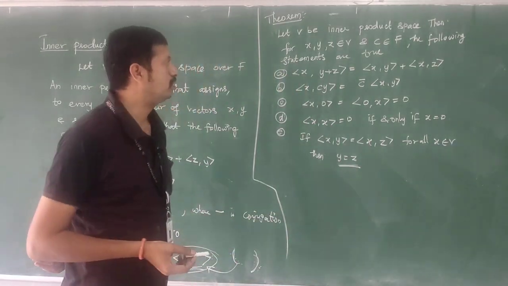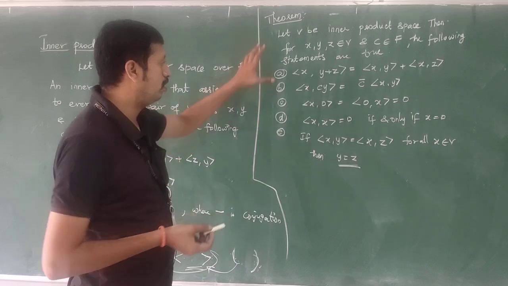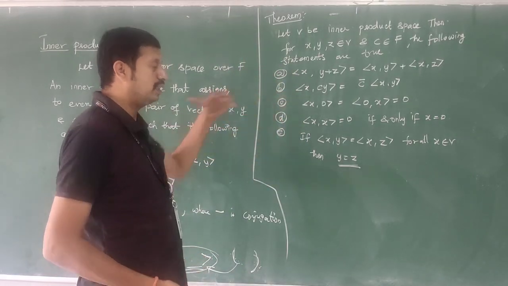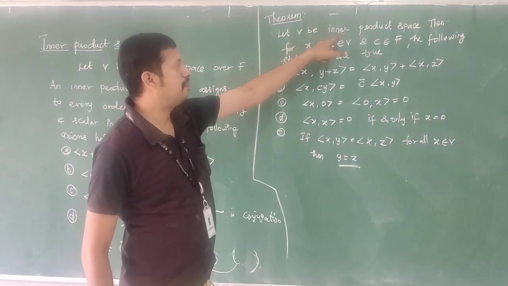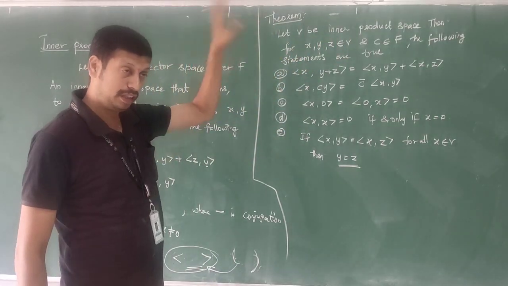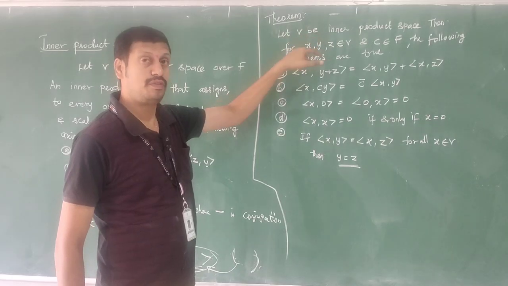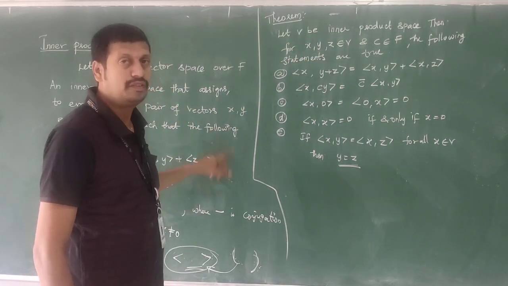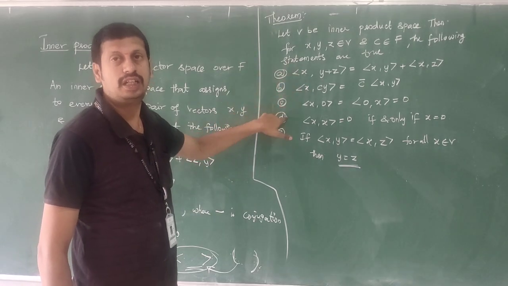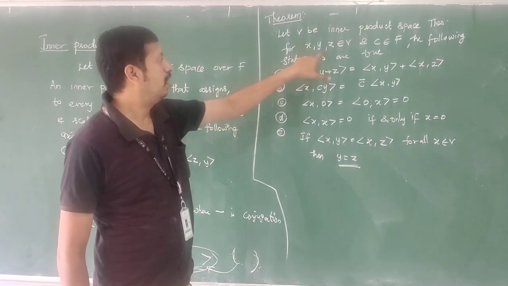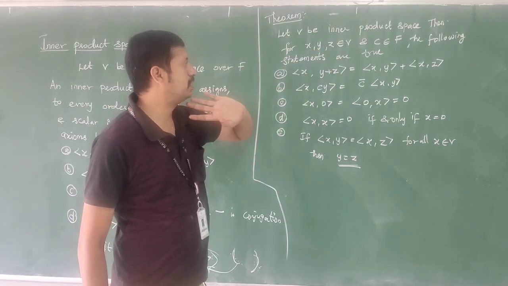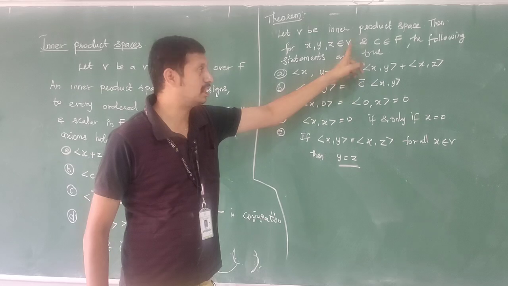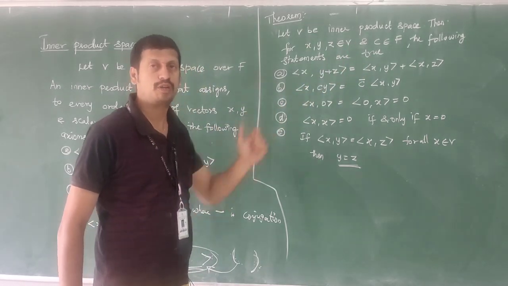The theorem also represents this, and we have to solve it using the inner product space. Let V be an inner product space. V is already a vector space, and being an inner product space it should satisfy these four conditions, which we can apply in this theorem. Then for x, y, z belonging to V and c a scalar, these being vectors, the following axioms are true. We have to prove that.